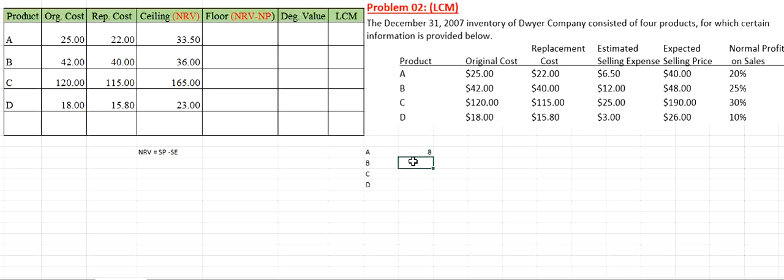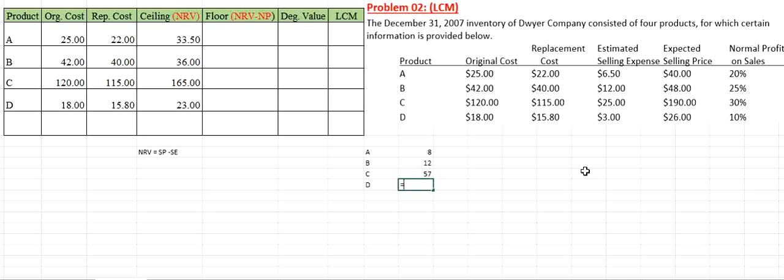Let's go for product B. Product B percentage is 25%. So 25% means 0.25. Multiply by the selling price of product B, that's 48. So we get a normal profit of $12. For product C, the normal profit percentage is 30%, which means 0.30. Multiply by the selling price of $190. We get 57 normal profit.